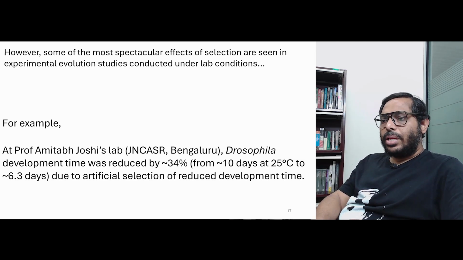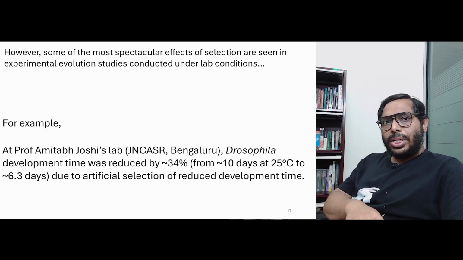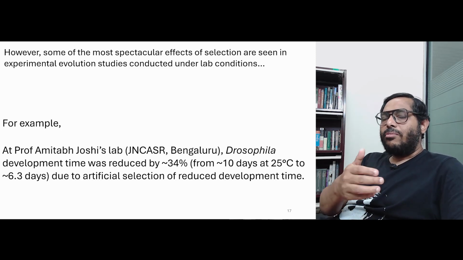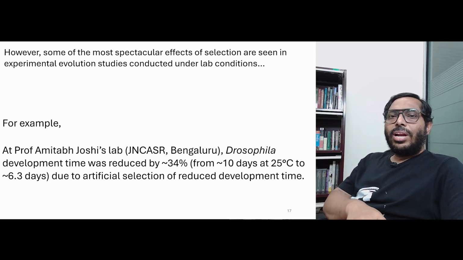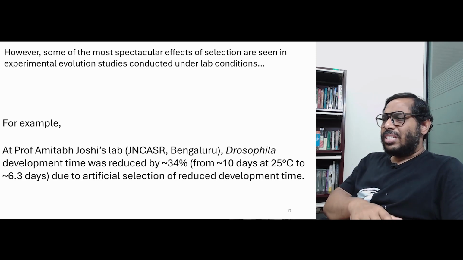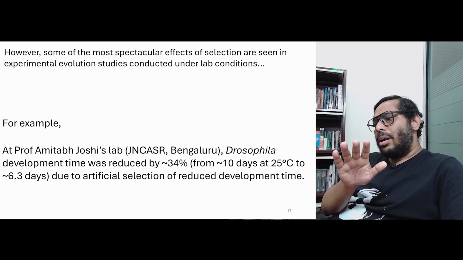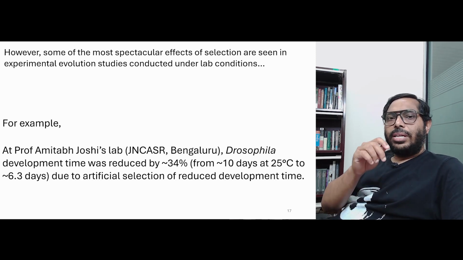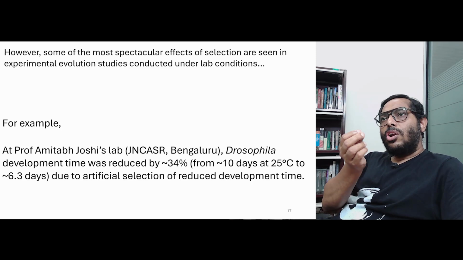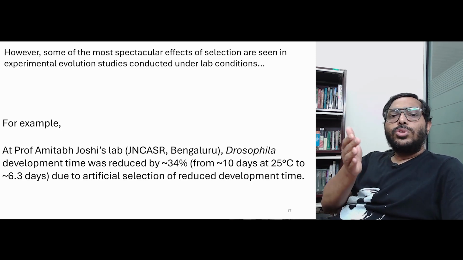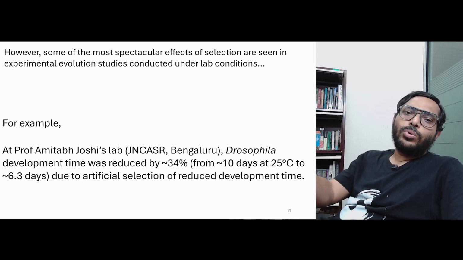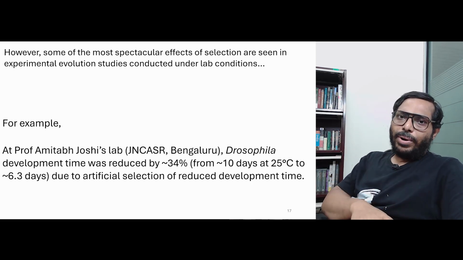The first example is from the lab of Professor Amitabh Joshi at JNCASR, Bengaluru. He works on the effect of accelerated development in Drosophila. Normally Drosophila at about 25 degrees Celsius takes, roughly speaking, about 10 days to develop. But what Professor Joshi's group did was, every generation they selected the top 10% or so of flies, the earliest developing flies, and only allowed them to reproduce to the next generation and killed off everybody else.